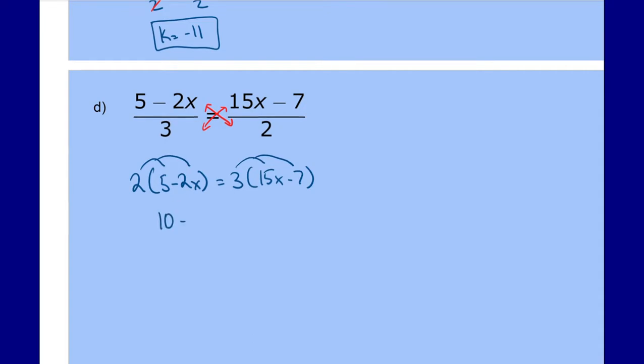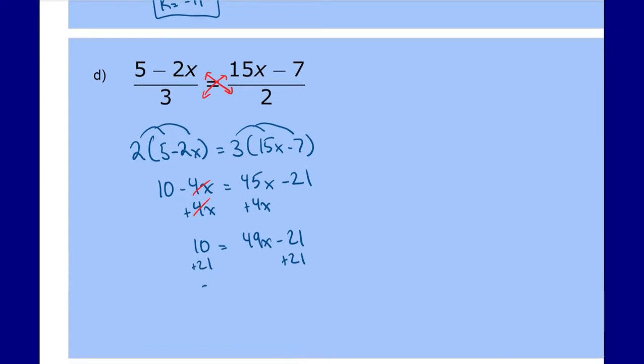So 2 times 5 is 10, minus 2 times 2x, which is minus 4x, equals 3 times 15x, which is 45x, minus 21. I can go through now and start to simplify. We're going to get rid of our variables on one side. So I'm going to add 4x, and one side will cancel out. We get 10 is equal to 49x minus 21. We're going to add 21 to one side, add 21 to the other side. We get 31 is equal to 49x. One side will cancel out. To get x by itself, we divide by 49. So we get 31 over 49 is equal to x.